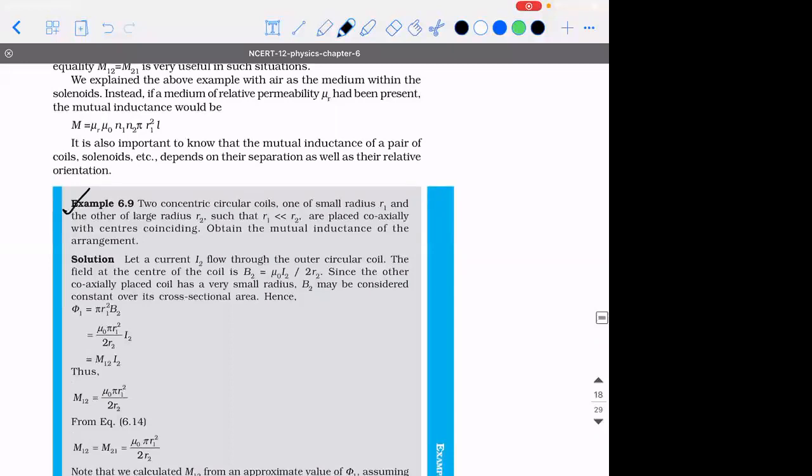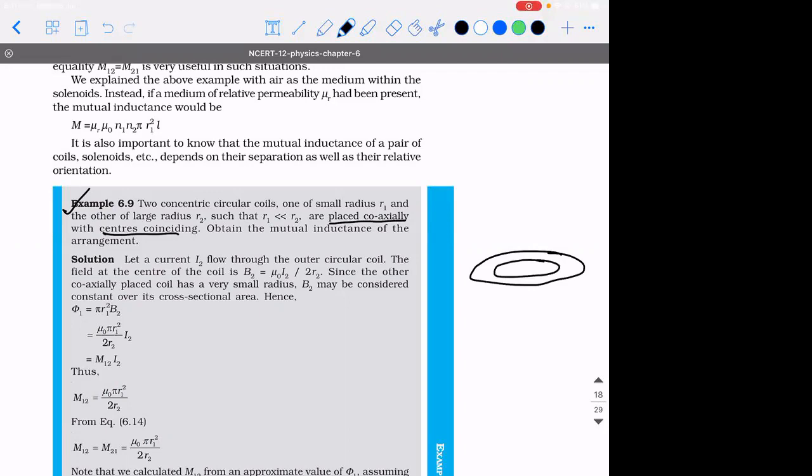Now, based on this, we are going to do a problem. Instead of a solenoid, had you been provided with circular coils, how are you going to find the mutual inductance of that particular coil? Read the question. There are two concentric circular coils, one of small radius R1 and the other of large radius R2, where R1 is very much less than R2, placed coaxially with the centers coinciding. They're like this. Obtain the mutual inductance of the arrangement.